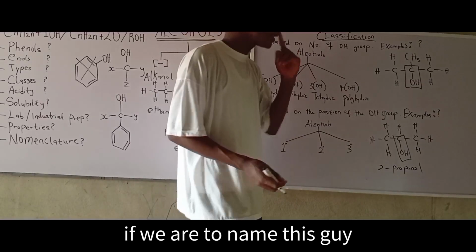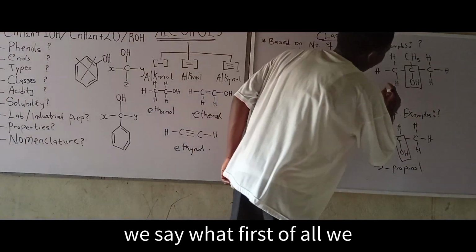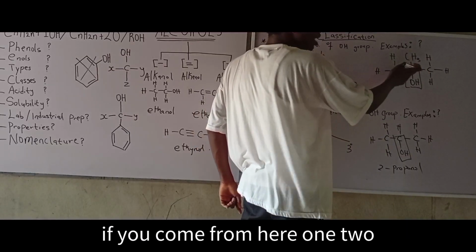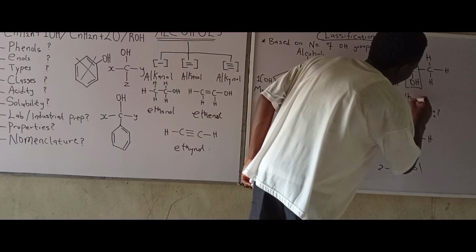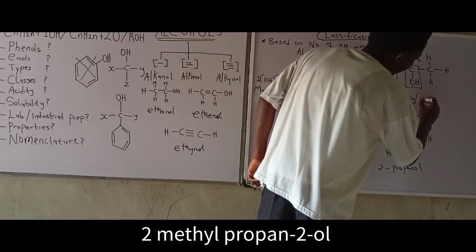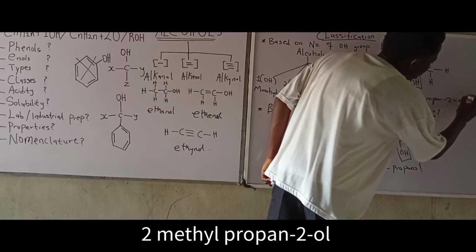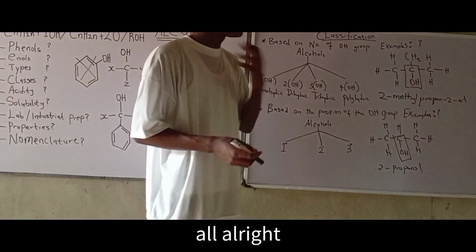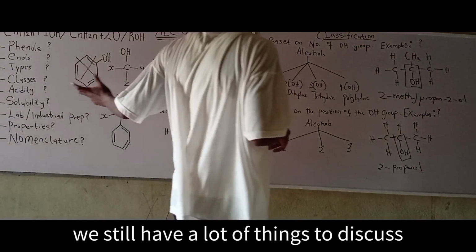If we are to name this guy, how do we name him? Now, see what we do. We say what? First of all, we bring out the substituent. It's in the position of 2, if we come from 1, 2. So we just give it what? 2-methyl what? 2-methyl propan-2-ol. That's the name of this compound. 2-methyl propan-2-ol.